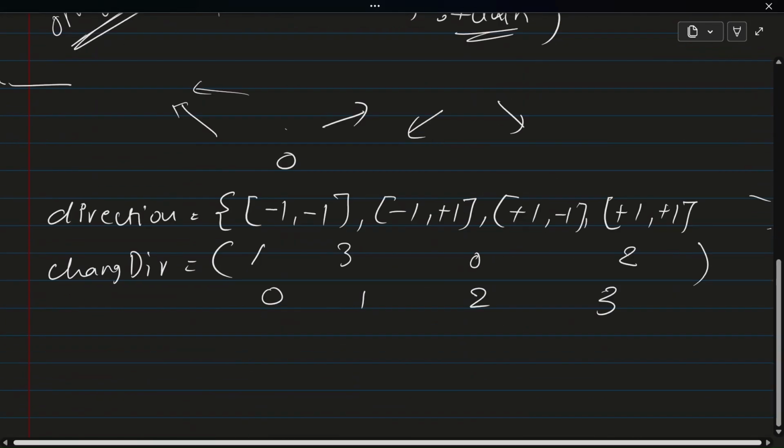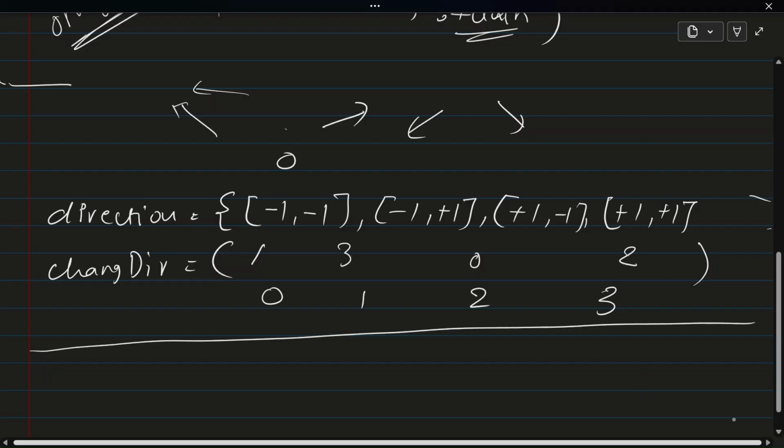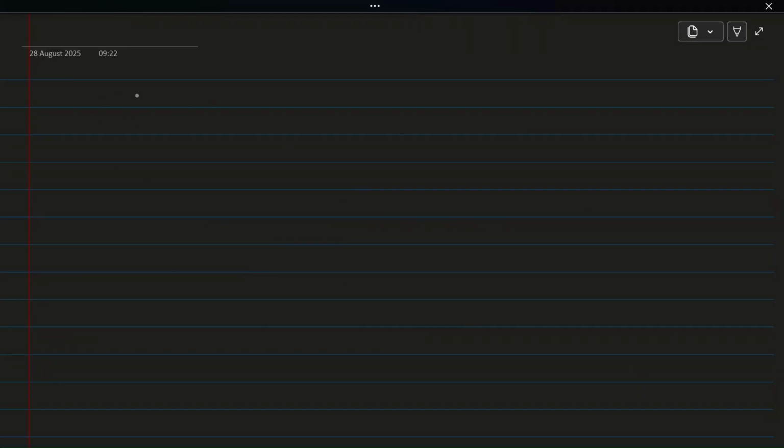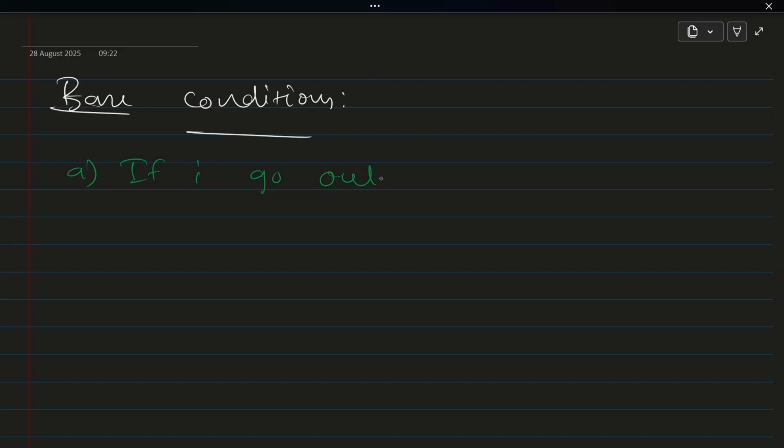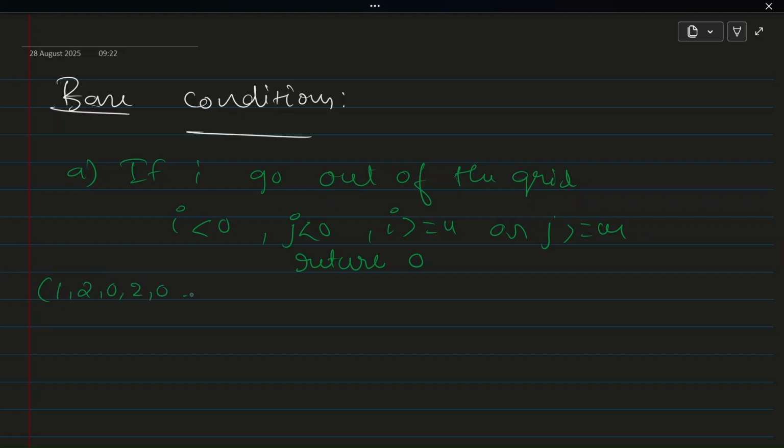Now let's move to the base cases. Let me write the base case here. What will be my base condition? The first one is, if I go out of the grid, that is i is less than 0, j is less than 0, or i becomes greater than or equal to n, or j becomes greater than or equal to n, we return 0. And I need to maintain the sequence of 1, 2, 0, 2, 0, and so on, right? So for now, I'll only consider these.